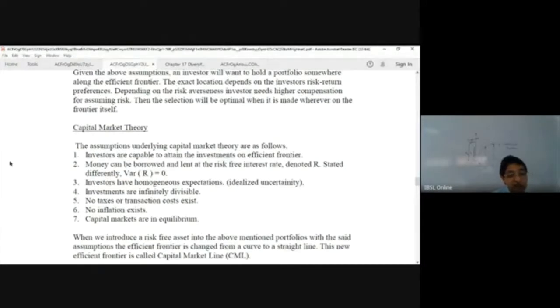Investments are infinitely divisible, so you can have very, very small parts of it. That's what it means. No taxes or transaction cost. No inflation exists. Capital markets are in equilibrium.